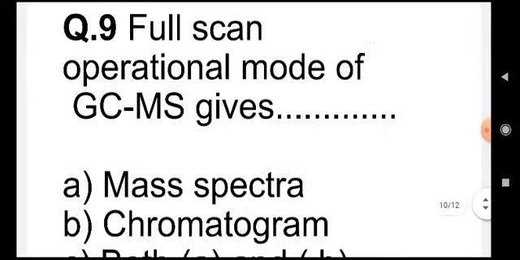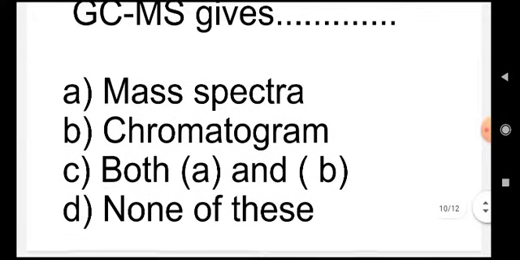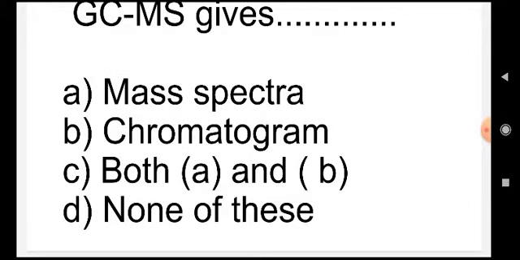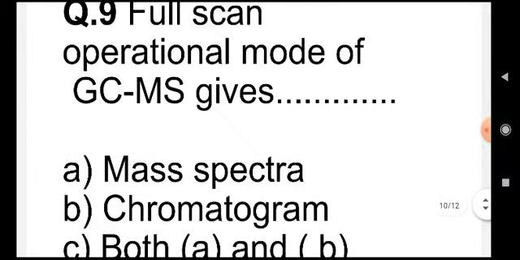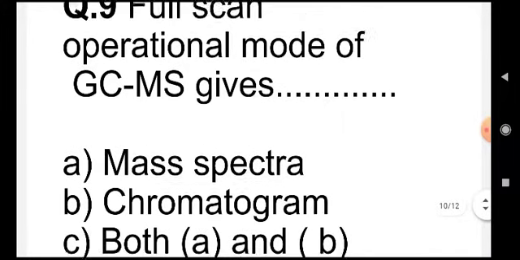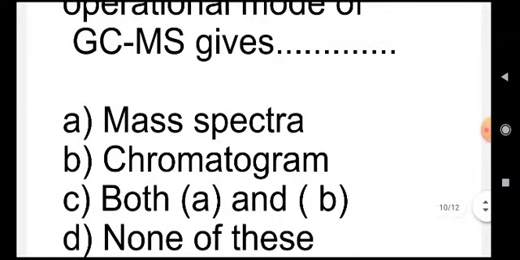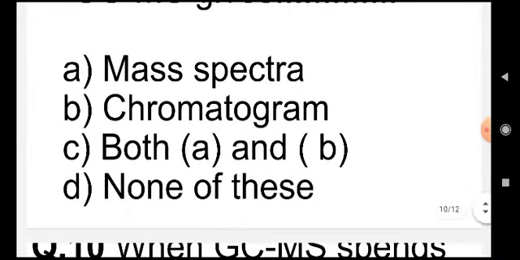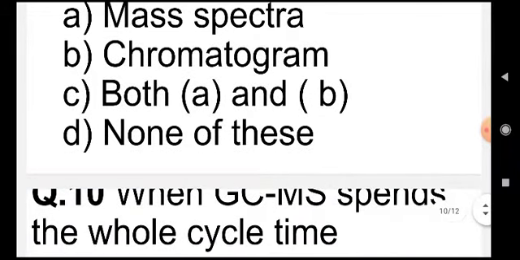Full scan operational modes of GCMS gives you mass spectra, chromatogram, both mass spectra and chromatogram, none of these. Well, if you are doing the full scan operational mode, that is, you are completely analyzing all the masses for all the time, what you will get is the mass spectra also, you will get the chromatogram also. There's a massive data generated, but if you are doing a full scan operational mode, you will get both the mass spectra of each and every compound and the chromatogram of the mixture. So correct answer is both A and B.